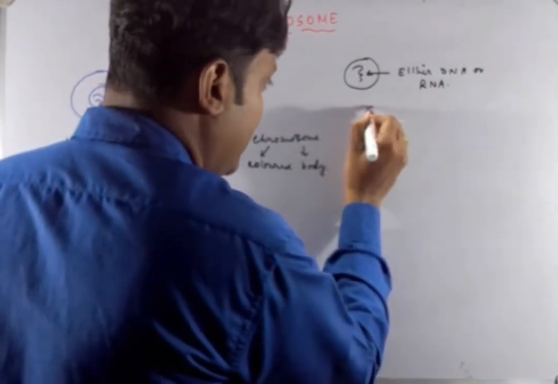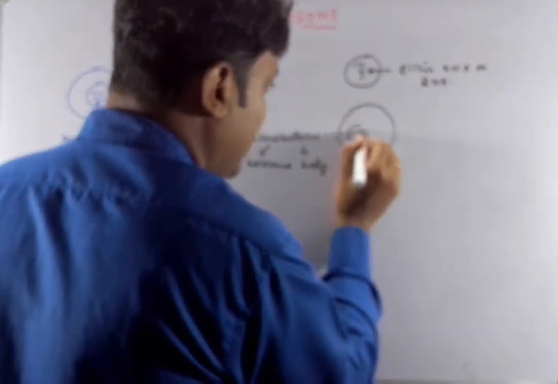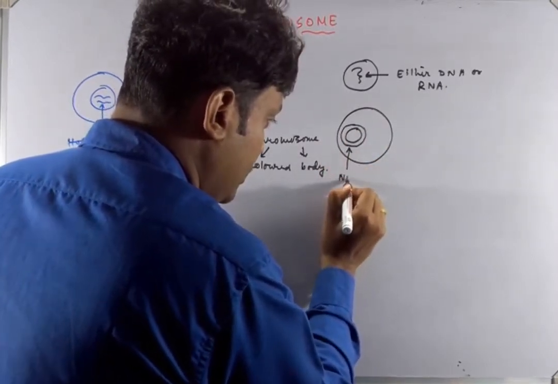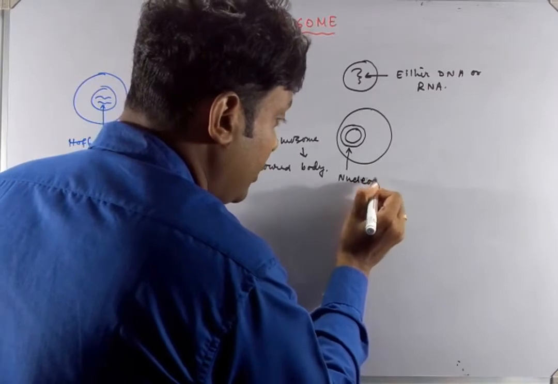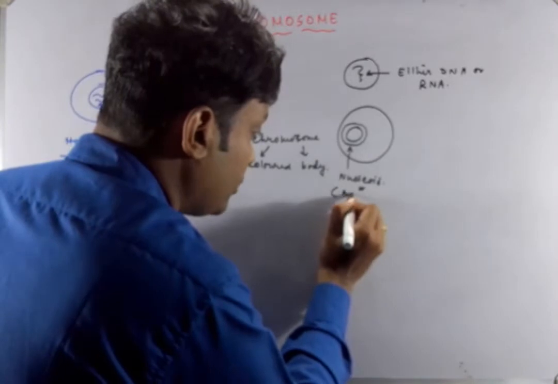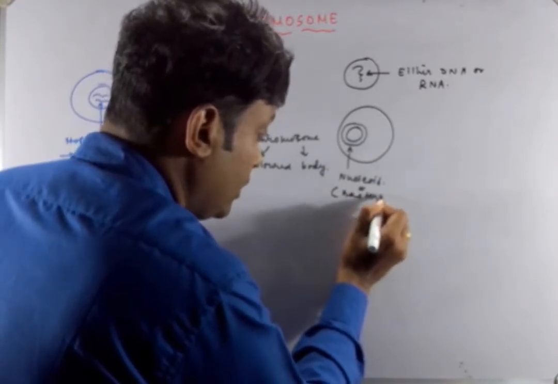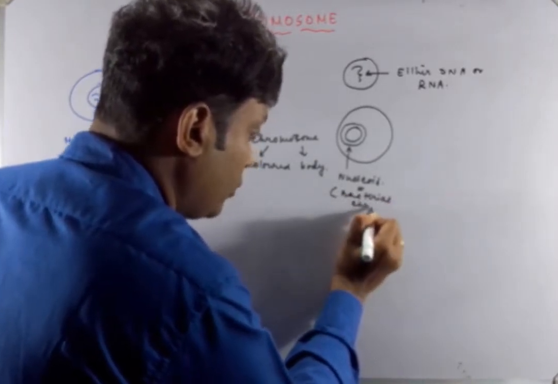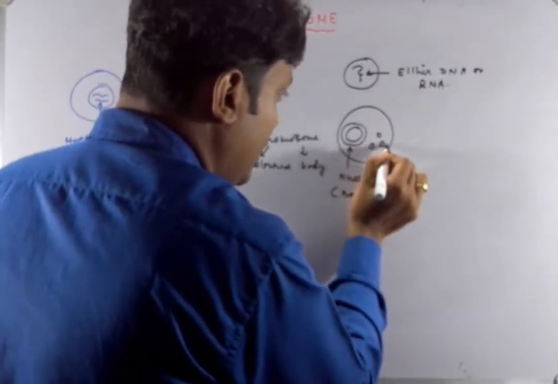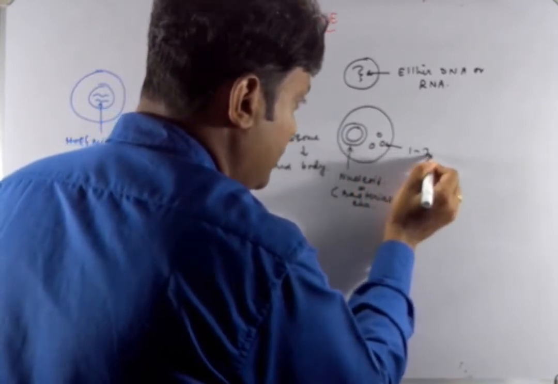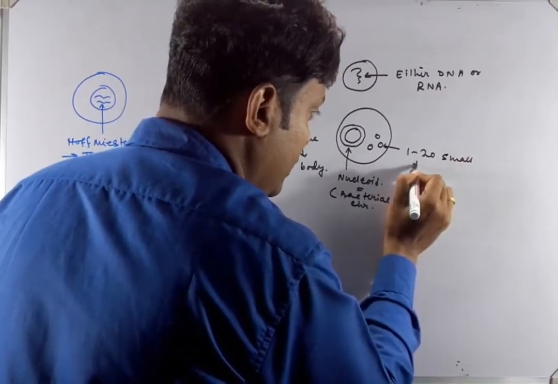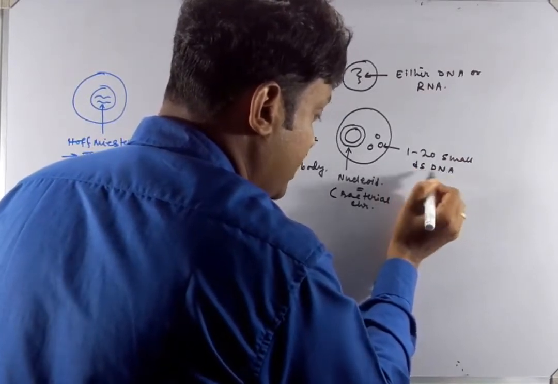In the prokaryotic cell, there is a single circular double-stranded DNA molecule, and this is called the nucleoid. The nucleoid is the bacterial chromosome. Apart from the nucleoid, there are 1 to 20 small double-stranded DNA molecules, and these are called plasmids.